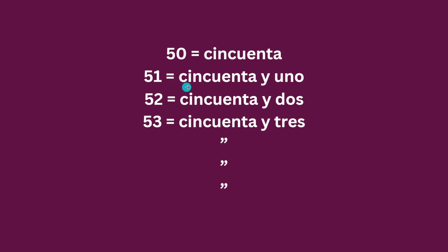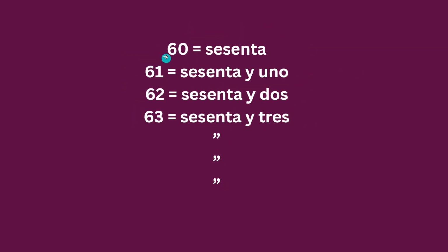So 51, 52, 53 till 59. After that 60 will come. How do we say 60 in Spanish? We say it as sesenta. So for 61, 62, 63, and we will say similarly till 69. After that 70 will come.